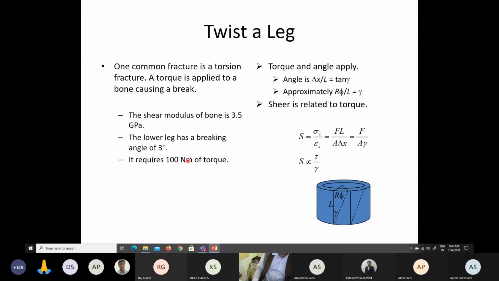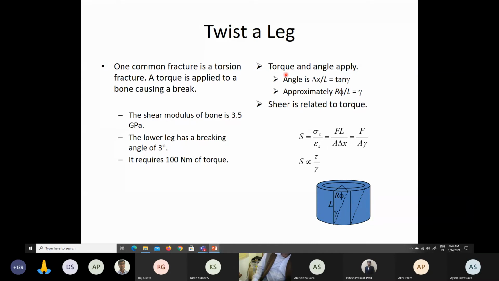So there are certain data presented in the slide. The shear modulus of bone is 3.5 GPa. The lower leg has a breaking angle of 3 degrees. So these are important points that are mentioned regarding your bone, of which of course the mechanical behavior we will take up separately. But these are data which are based on experiments and clinical feedback together. So it requires about 100 Newton meter of torque to actually break your leg. Sort of a very rough idea.